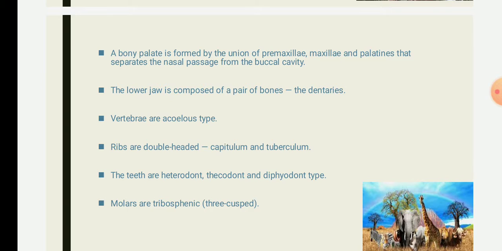Then the dentary, with the teeth, articulates with the squamosal, and the vertebrae have terminal epiphyses, and the centra are acoelous, that is, flat. With a few exceptions, mammals possess 7 cervical vertebrae. They have ribs which are bicephalous, that is, with 2 heads. This is about the endoskeleton.